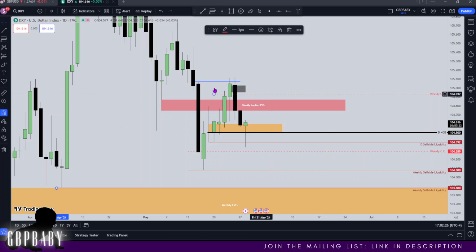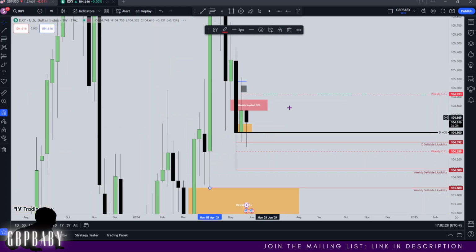This is a weekly consequent encroachment. This was the highest I wanted to see price trade this week, so I still have my eyes set on that. This is a weekly implied fair value gap between this low and this open. This should provide resistance for price, but can still be used as a target. This is a daily bullish order block.